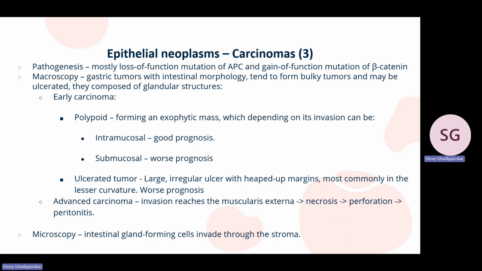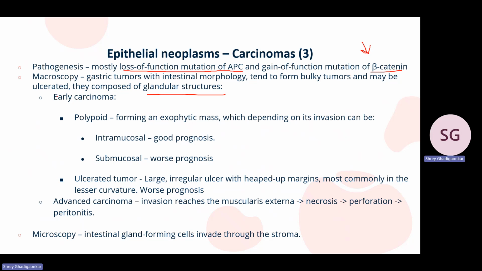Regarding the pathogenesis, it seems kind of complicated, but it's not. It's mainly a loss of function mutation with APC, as well as a gain of function mutation in beta catenin. So beta catenin, therefore, would be your oncogene, and APC would be something like your tumor suppressor gene. Macroscopically, these are gastric tumors with intestinal morphology. So these tend to form bulky tumors, and they may be ulcerated and composed of glandular structures.